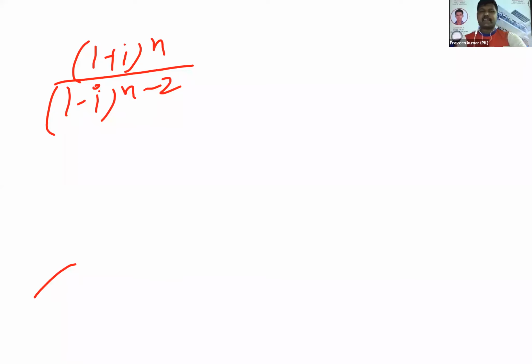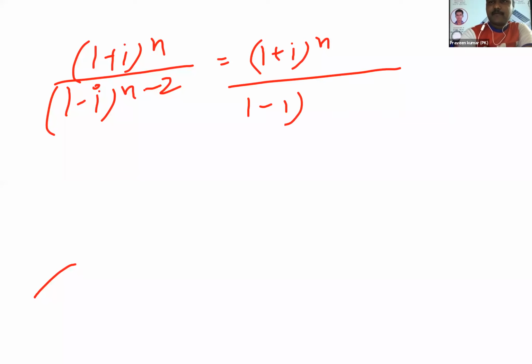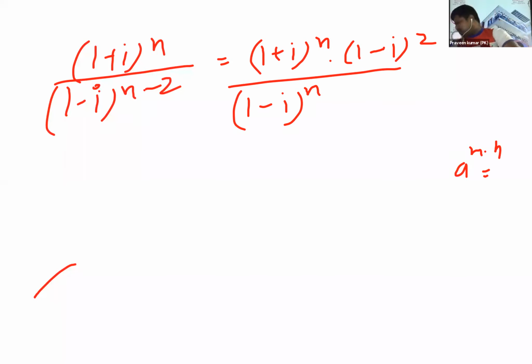Dear students, I can rewrite like this: (1 plus i) whole power n by (1 minus i) whole power n into (1 minus i) whole square. I used the a power m minus n formula, a power m by a power n. So (1 minus i) whole power n minus 2 I wrote as (1 minus i) whole power n divided by (1 minus i) square, and the denominator goes to the numerator.